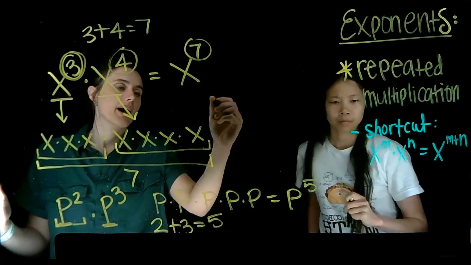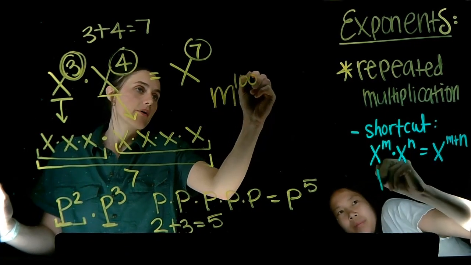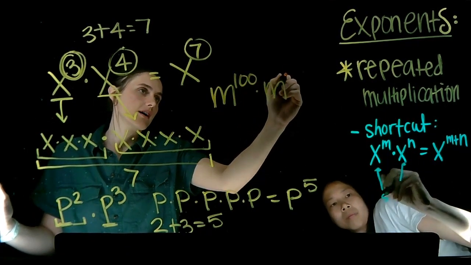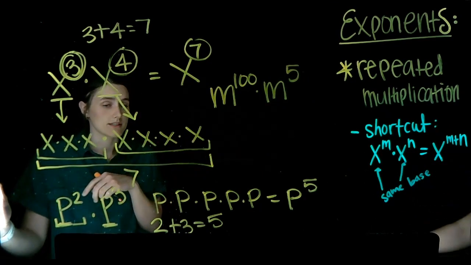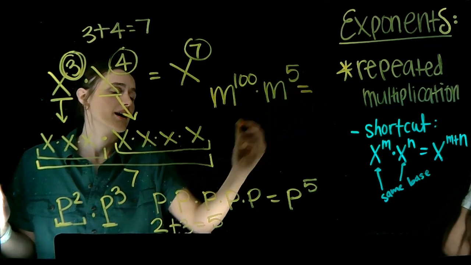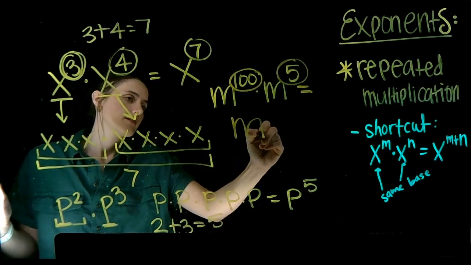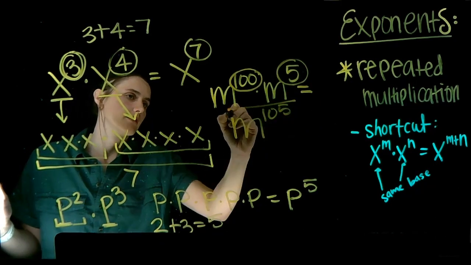Okay, so if we had m to the 100th power times m to the 5th power, I don't want to write that out and expand the whole thing. That's going to take a really long time. So I can just use the shortcut, and I can say that this is m to the 105th power.